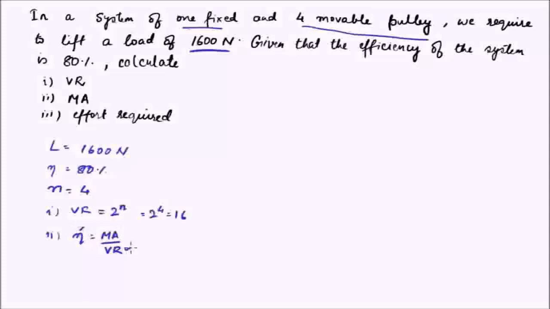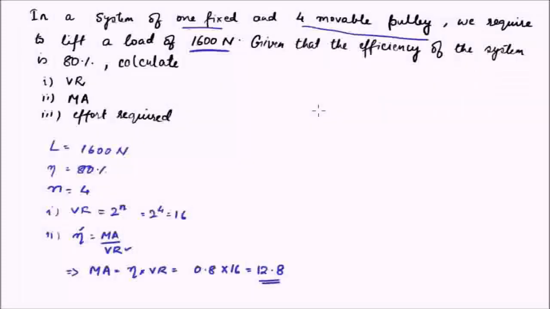Here we know the efficiency and the velocity ratio. So mechanical advantage can be alternatively written as efficiency times the velocity ratio, and that will turn out to be 0.8, that is 80%, and the velocity ratio is 16. So if we calculate this, it comes out to be 12.8. So the mechanical advantage for the system at hand is 12.8.